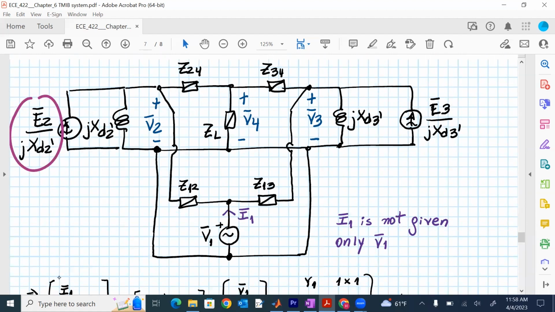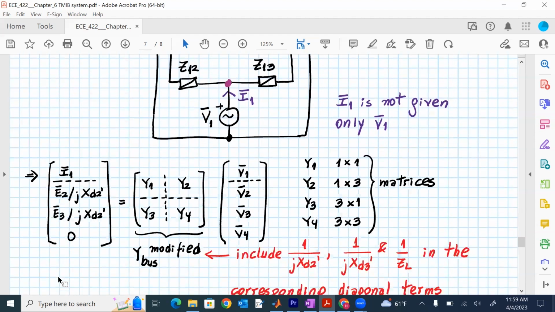The value of these current sources is going to be given because the voltages E2, E3 are going to be given. We know what are the values of the state variables. So as you can see in the circuit, with two current sources and one voltage source that exactly define the voltage at bus 1, we can apply nodal analysis to determine all these voltages.